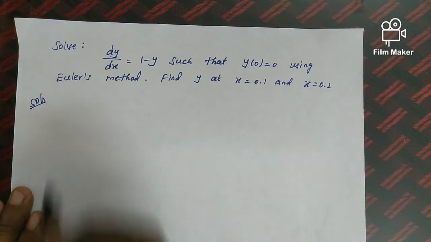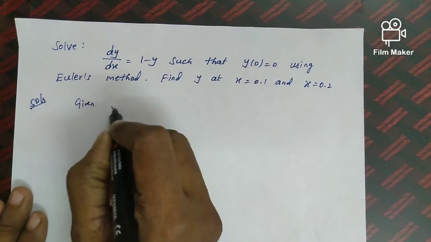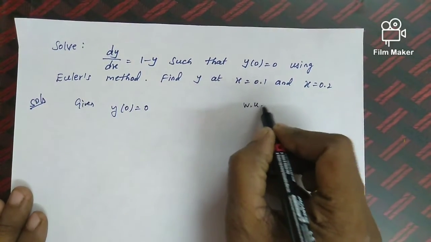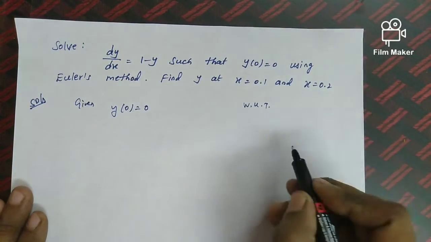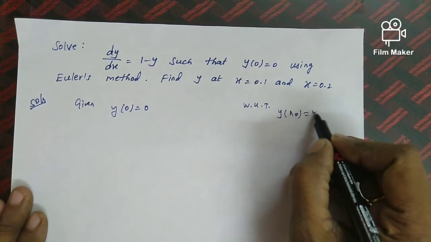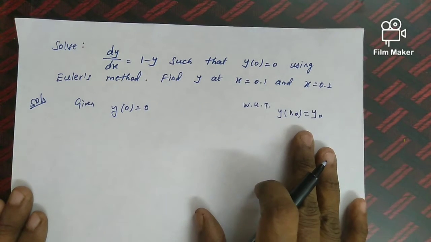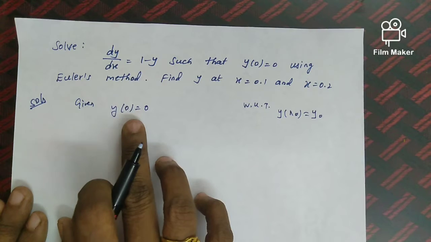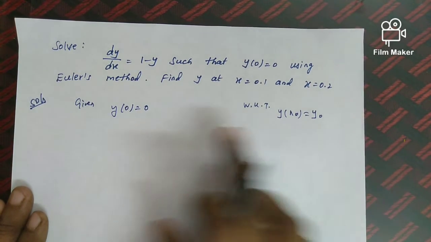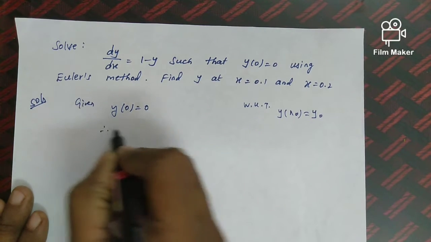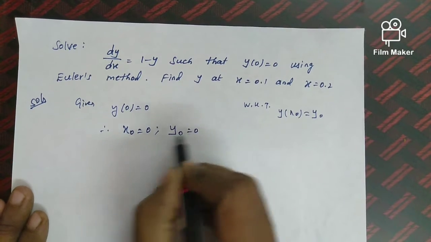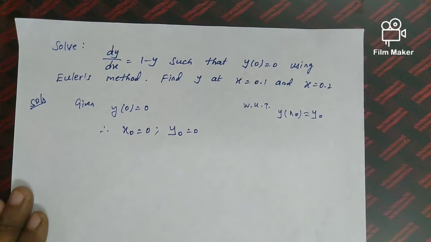Given y of 0 equal to 0. We know that y of x naught equal to y naught. If you want you can write it, it doesn't matter, you need not write it, I am writing this just to help you understand. This is the basic form. So you can compare the given initial condition with this one. In the place of x naught we have 0, and in the place of y naught we have 0. Therefore, what is our x naught? x naught equal to 0 and y naught equal to 0. From the given initial condition only we are writing this.